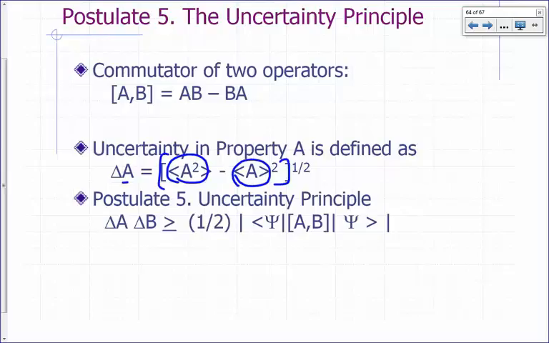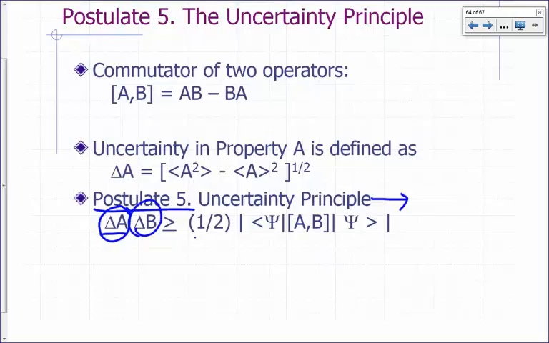That's the uncertainty. If you've had some statistics, you'd recognize that that's just the square root of the variance. That's really just a standard deviation. This is postulate number 5, which is essentially a statement of the uncertainty principle. We're saying that the product of the uncertainty in A times the uncertainty in B must be larger than 1/2 the absolute value of this integral right here.